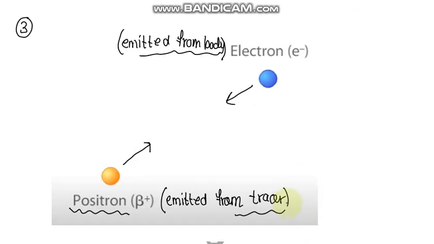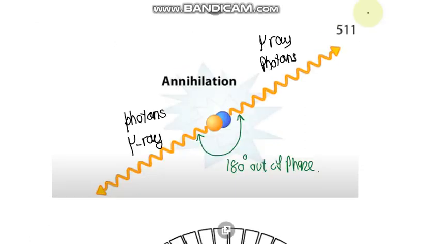So what basically happens is that the tracer emits positrons, beta positive particles, which are the antiparticles of electrons, and electrons are present in the body. As a result of the interaction of an electron and a beta positive particle, the process of annihilation occurs. In this process, gamma ray photons are emitted 180 degrees out of phase.